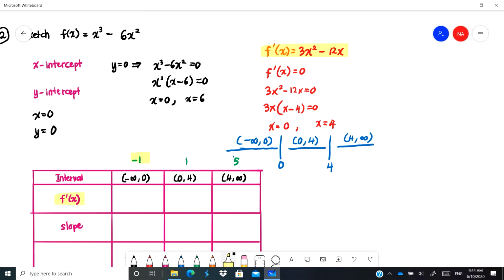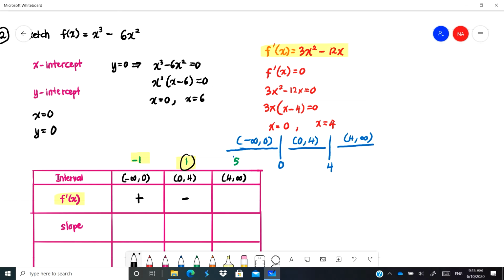So 3 multiplied by -1 squared and then we'll have minus 12 times negative 1 inside the bracket. So I get a positive number, positive 15. So we'll put this as positive. Okay, so from 0 up to 4, we'll have to substitute the value of x with 1 inside the f prime x. So substitute the value of x with 1, we'll get a negative number. So 3 minus 12, I guess, so you get negative 9.